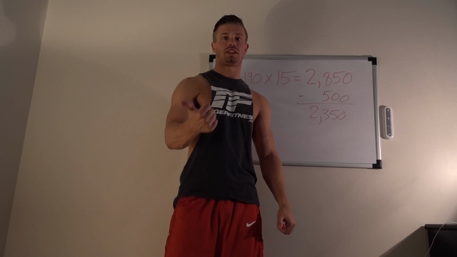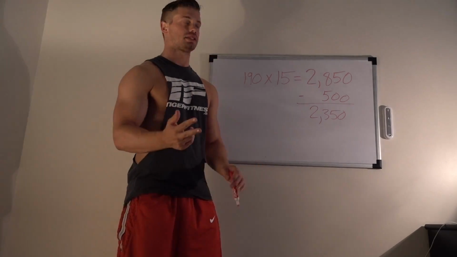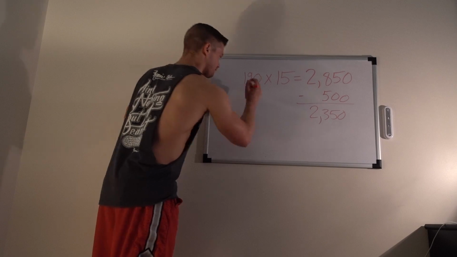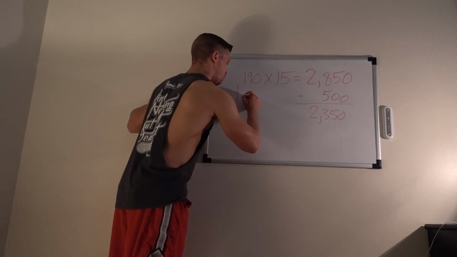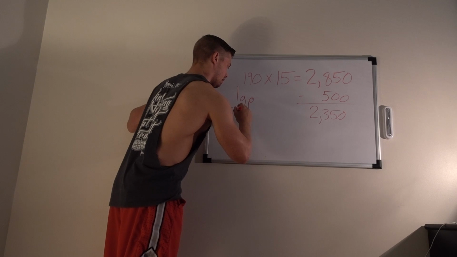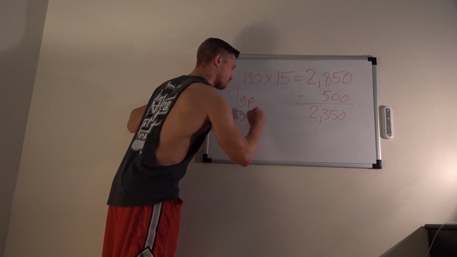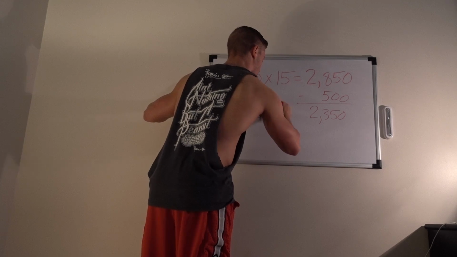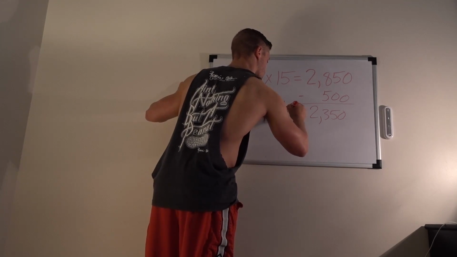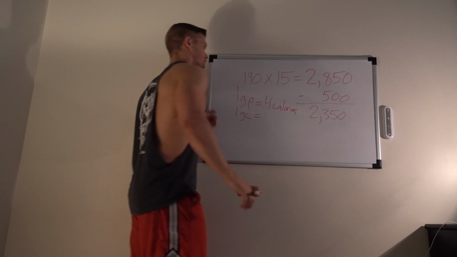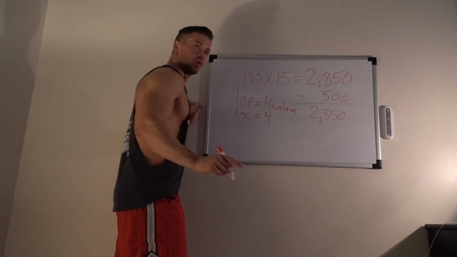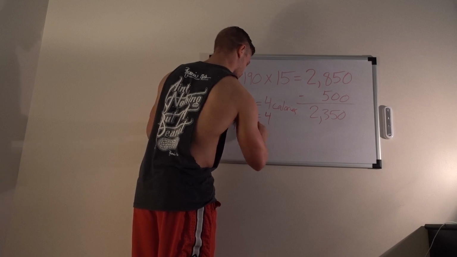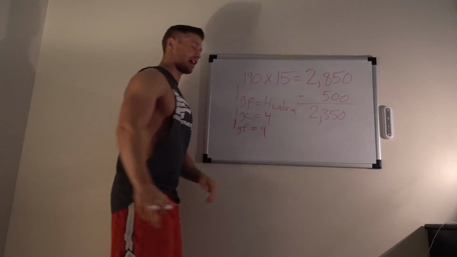Macronutrients: there are your proteins, your carbs, and your fats. One gram of protein and one gram of carb are both going to equal 4 calories. One gram of fat is going to equal 9 calories.